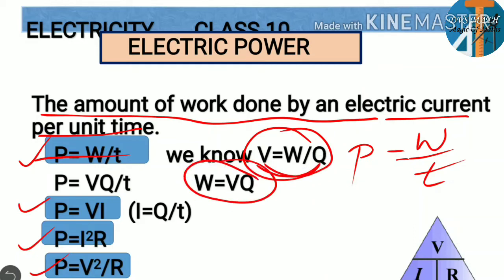So in place of W, if I substitute VQ by T, as you know, Q by T, what is Q by T? Charge per time. So it is nothing but current. So continuously it becomes P is equal to VI. So the first formula is P is equal to W by T. What is the second formula? P is equal to VI.